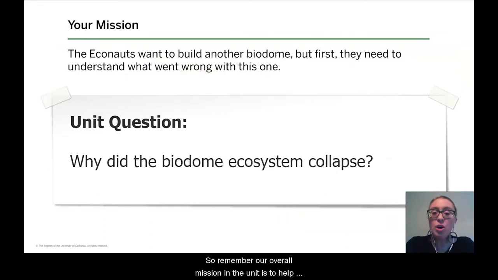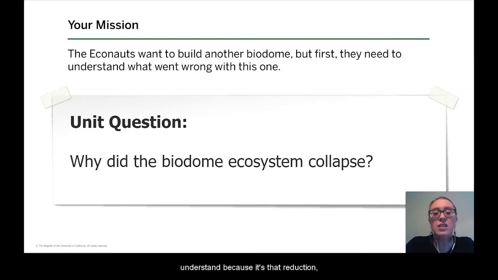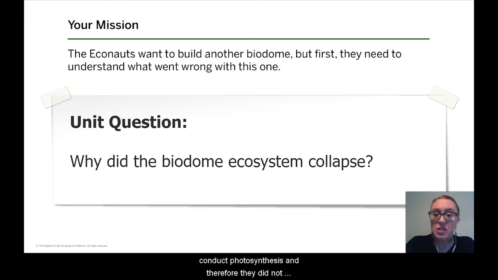So remember, our overall mission in the unit is to help our econauts build a better biodome. And so to do that, we need to help them understand why this biodome ecosystem collapsed. And this reduction, this decrease in carbon dioxide in the atmosphere is really important for them to understand, because it's that reduction that caused our producers to not efficiently be able to conduct photosynthesis, and therefore they did not produce enough energy storage molecules for the ecosystem as a whole.